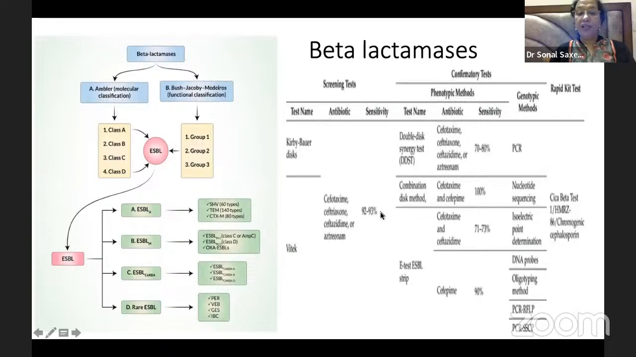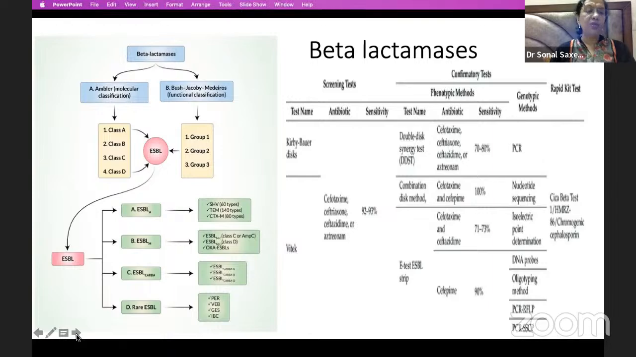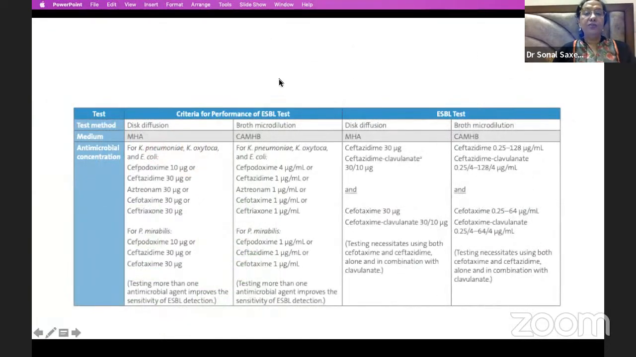If you're using Vitek, then you use the antibiotic MICs for cefotaxime, ceftriaxone, ceftazidime, or aztreonam, and you take their sensitivity to be around 90 to 93%. Then there are genotypic methods like sequencing, PCR, DNA probes, and so on and so forth. So that we are not going to discuss too much in detail.